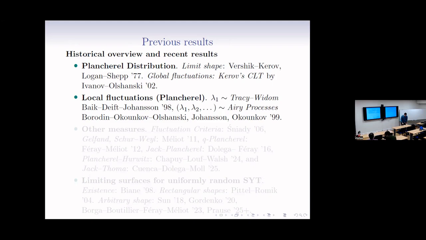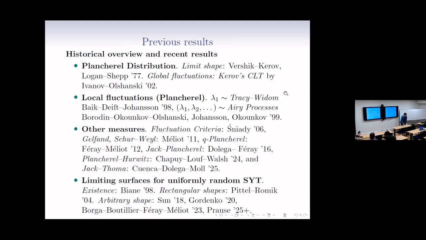Now, this is just about Plancherel, but there are a lot of other distributions that have been studied, particularly in the last 20 years. There is the Gelfand-Tsetlin distribution, q-Plancherel, Jack-Plancherel, a bunch of deformed Plancherel distributions. And this is only about random partitions still.